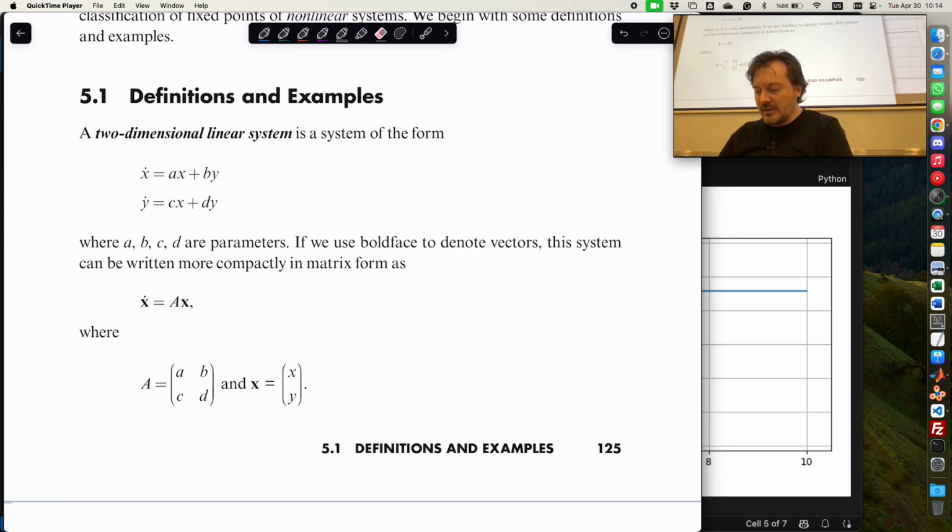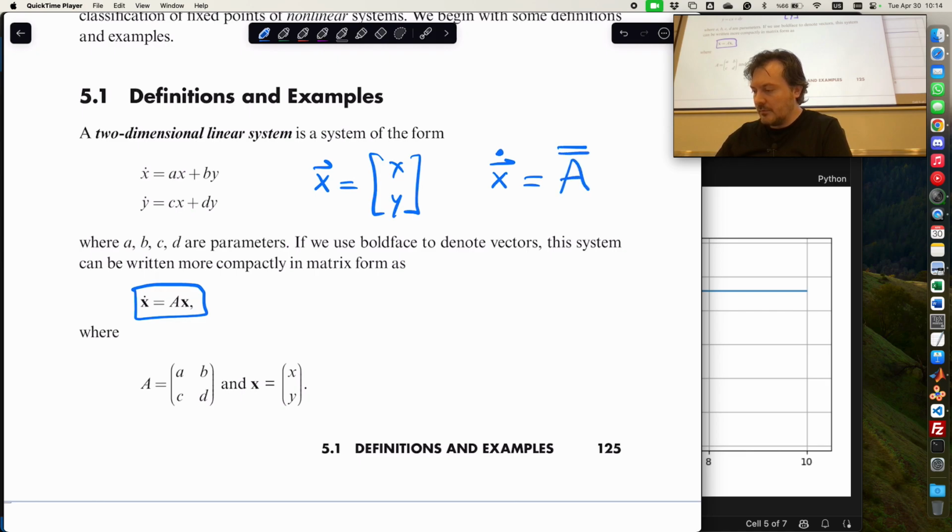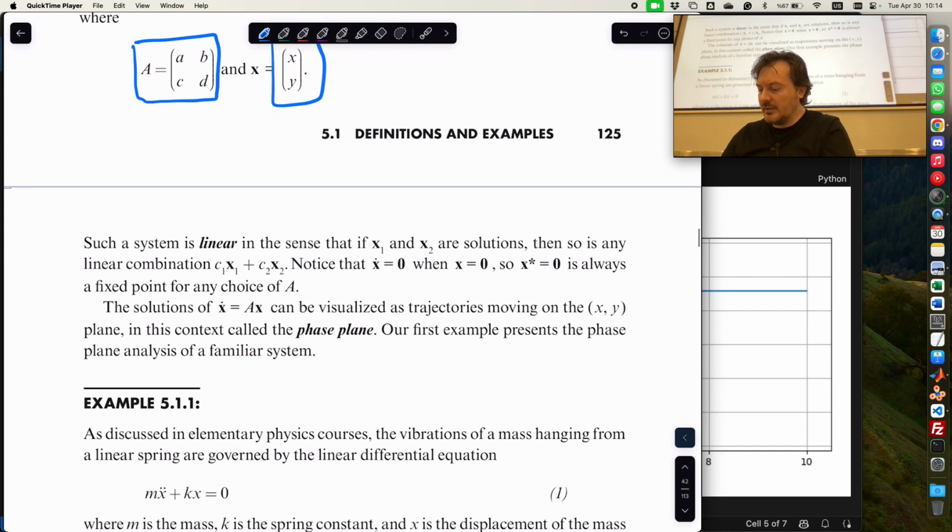Can you write it like this? We are imagining a vector x, which is composed of x and y, and we are saying that the x derivative is some matrix times x. You remember we did this before, right? Way at the beginning. So this is your matrix, and this is your vector. Let's see what we can learn about this.